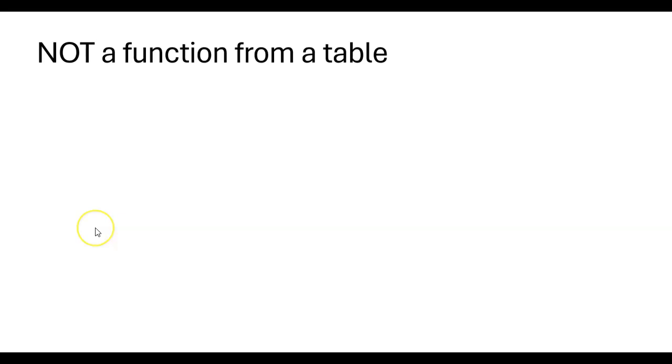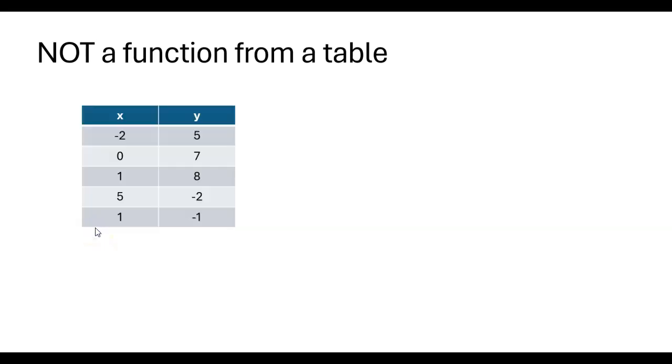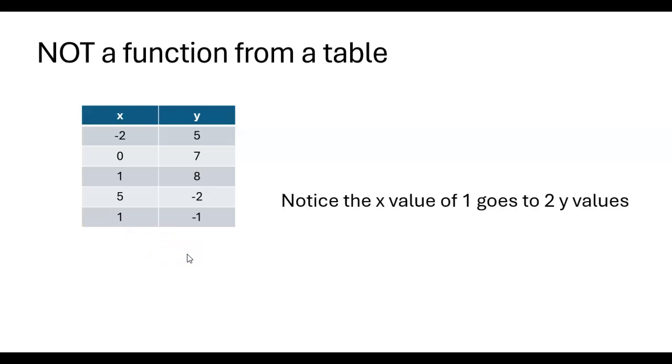Let's look at an example that is not a function from a table. Here you can see we have the points (-2, 5), (0, 7), (1, 8), (5, -2), and (1, -1). We can notice here from our table that the x value of 1 goes to two different y values. The x value of 1 goes to 8, and it goes to -1. Therefore, this is not a function because the x value of 1 goes to two y values.